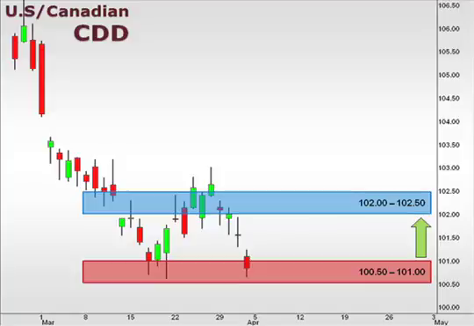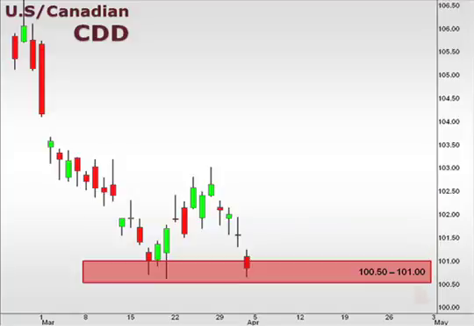Until we see the pair value break above that level, the path of least resistance continues to be to the downside. Failure to hold the 100.5 to 101 focal zone is likely to yield a test of 100 or a US dollar Canadian dollar par.